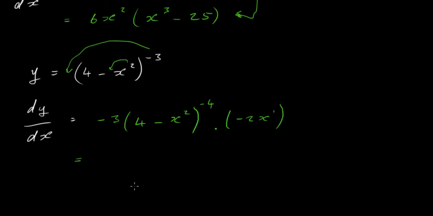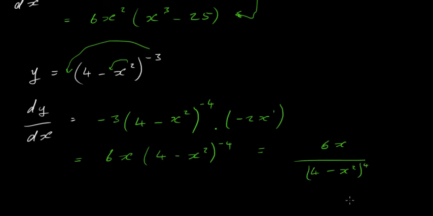Let's see, can we do anything with this? Well, I can multiply that minus 3 by the minus 2x, so that will give me 6x. And here I end up with 4 minus x squared to the power of minus 4. Again, you can leave it like that, or you can write it as 6x over 4 minus x squared to the power of plus 4, whichever way you like. And that's it for the chain rule.